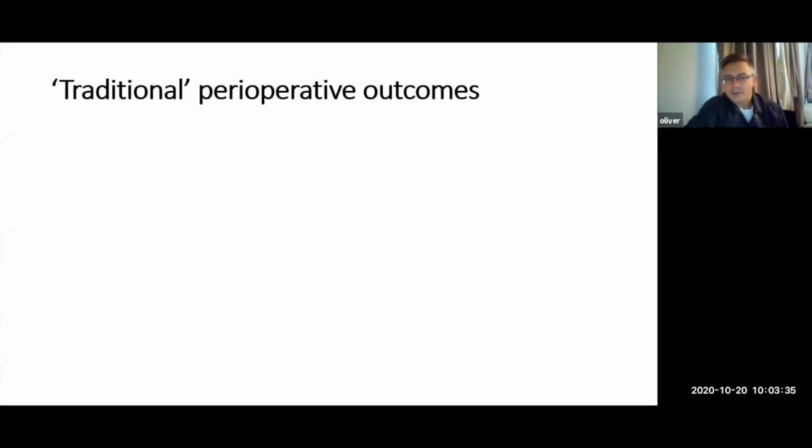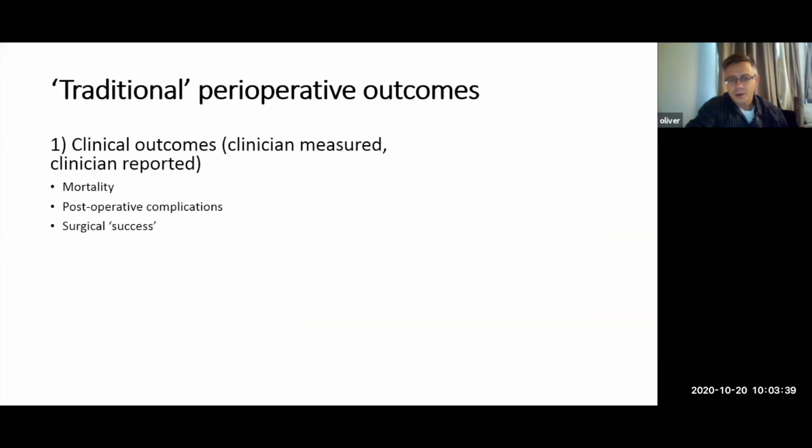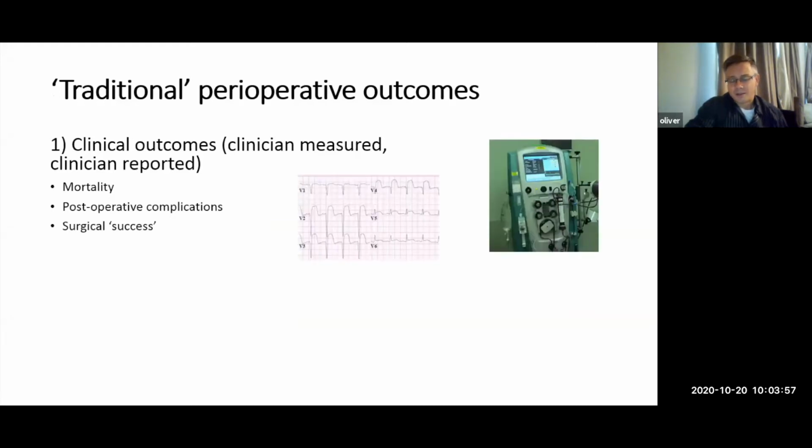So let's have a think about the traditional perioperative outcomes that we measure. You've got outcomes that we're all pretty familiar with, that we think of as clinical outcomes. So things like post-operative mortality and post-operative complications, and whether or not the operation has been a success. These are things like whether a patient survives for 30 days after surgery, post-operative cardiac events, post-operative kidney injury, those sorts of things.